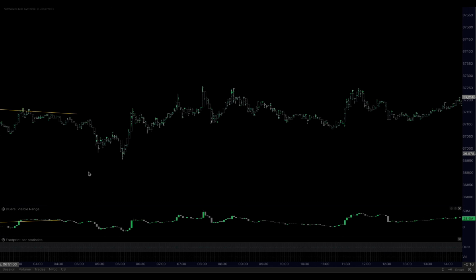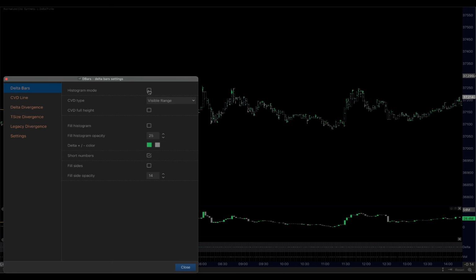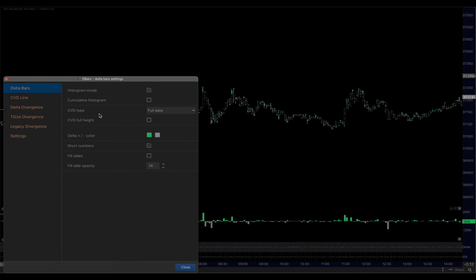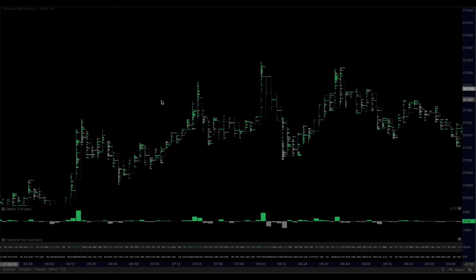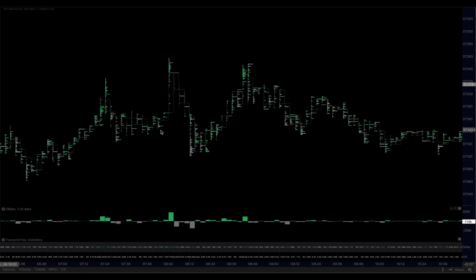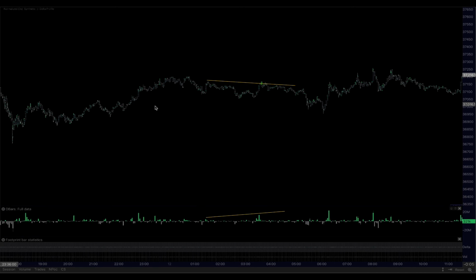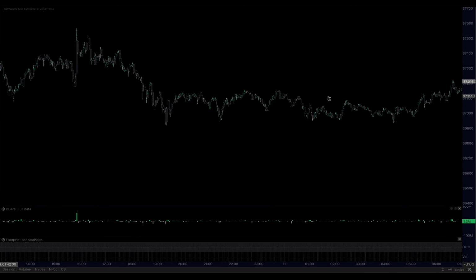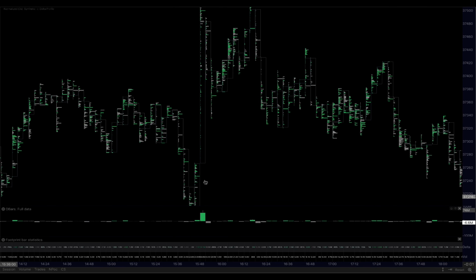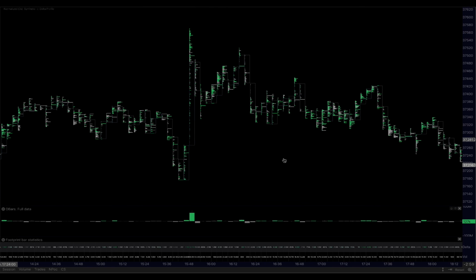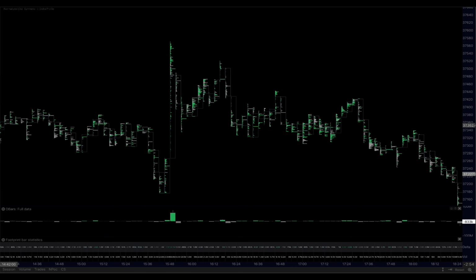So we can look for some more examples here. If we turn this back to histogram mode, let's see. That was another example I was already showing. Let's go back a bit. We can go all the way down here. Okay, so we had a massive push in delta, massive push in price, P style candle. Start of the P, and we get a reversion.